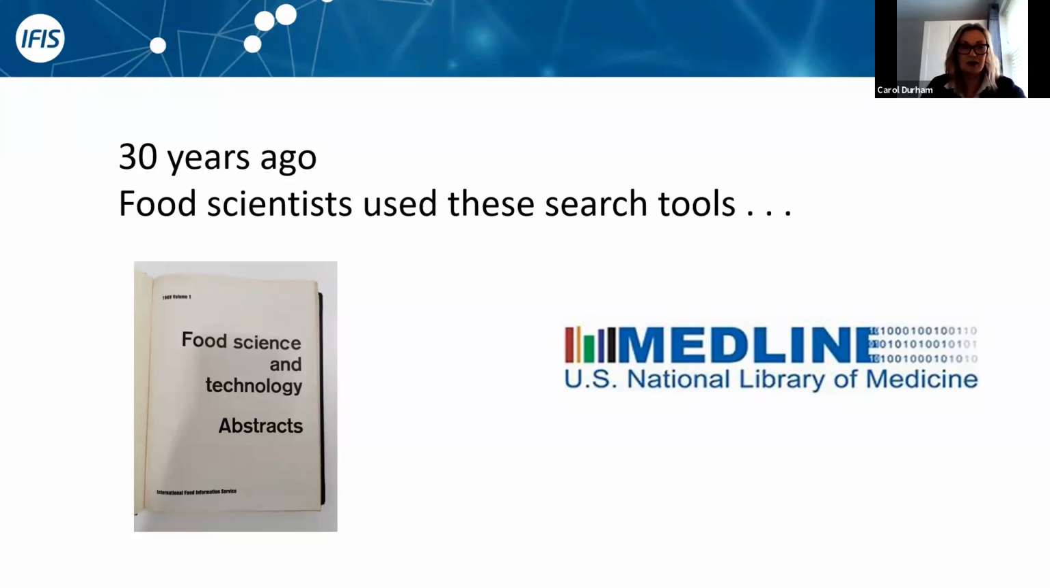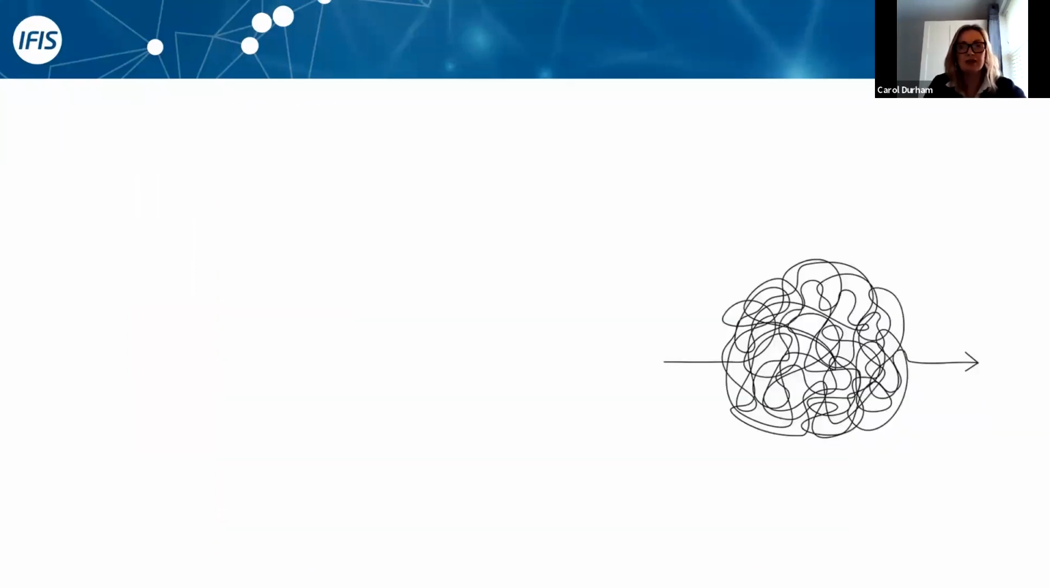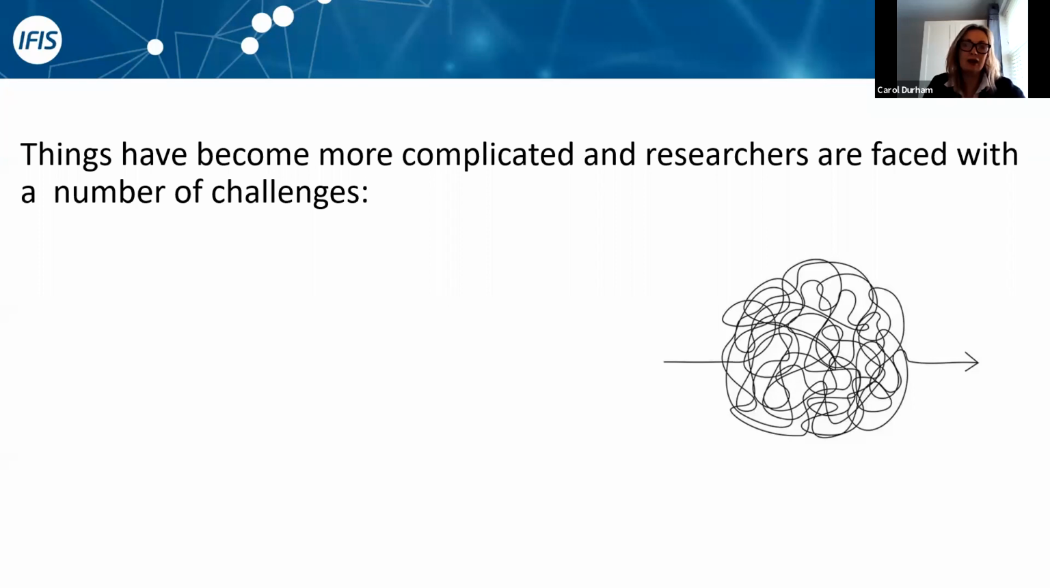So food scientists used to use these tools. They used FSTA. As I mentioned, FSTA has been around for a long time. Obviously it was in print and it's now an online resource, but people used FSTA 30 years ago, and they often used Medline as well. And they went to the library, and that's where they found the database, the resources that they used in the library.